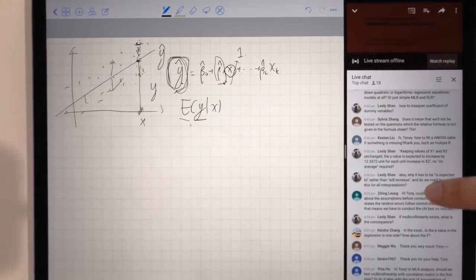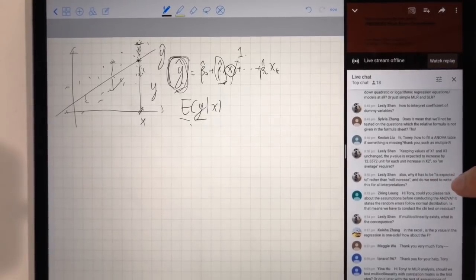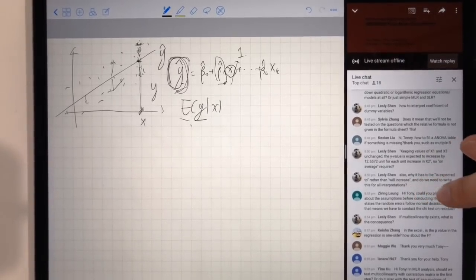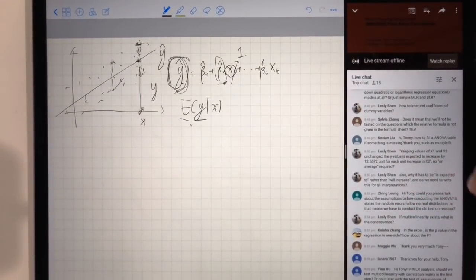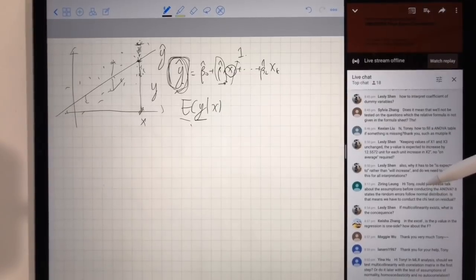Ziri Leong is asking, hi Tony, could you please talk about the assumptions before conducting ANOVA? It states that random error follows a normal distribution. That means we have to conduct a chi-square test on residuals? Oh, wow.